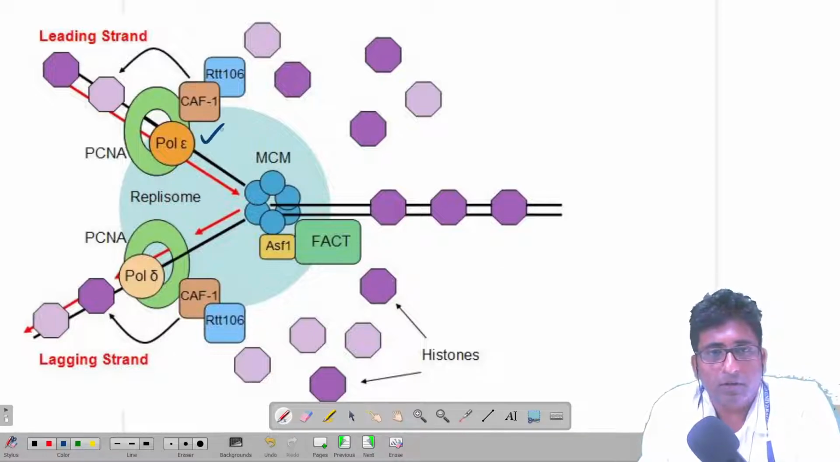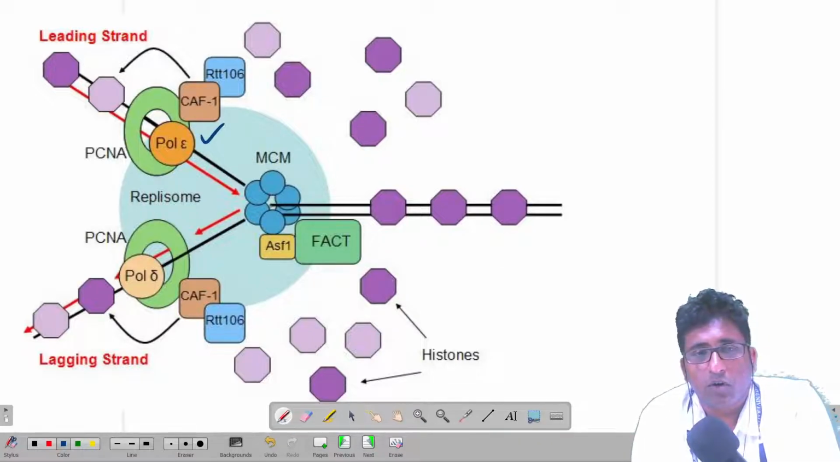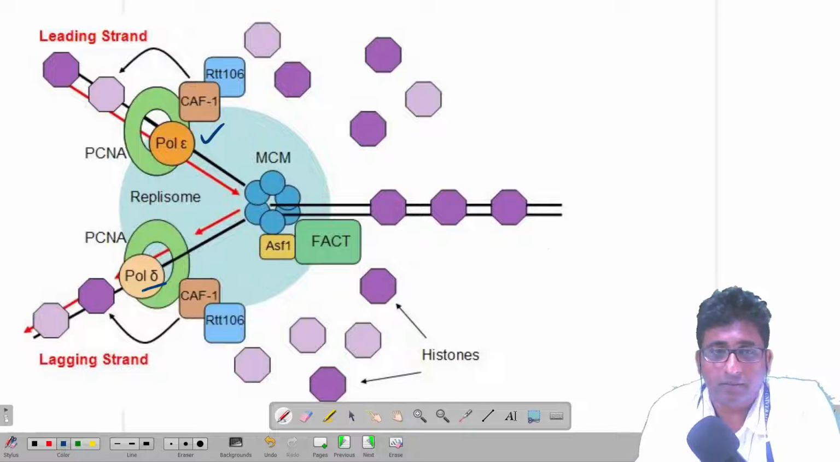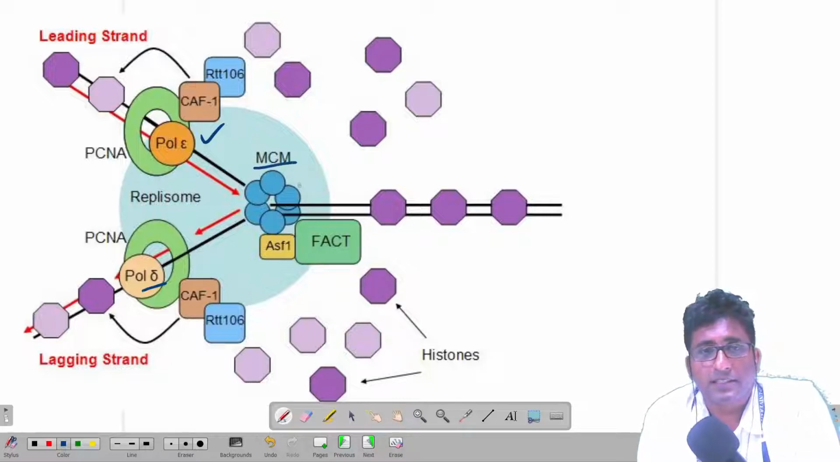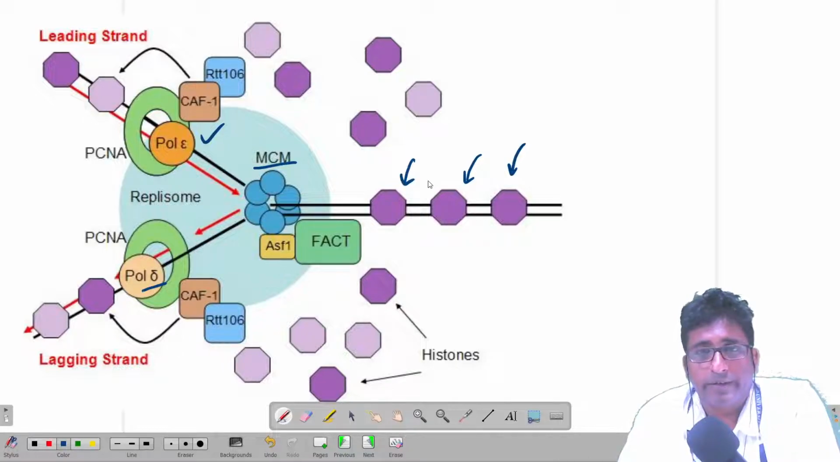Here is epsilon, synthesizing the leading strand, and delta, synthesizing the lagging strand. The helicase is called MCM, and there are several other proteins associated with the DNA, like the histones, which are part of our next lesson.